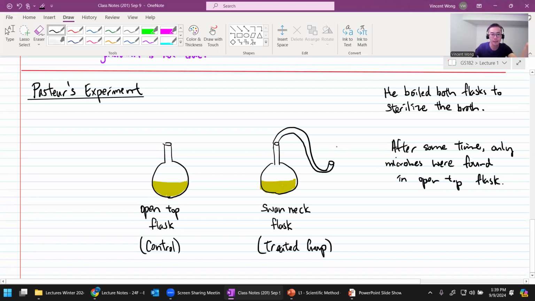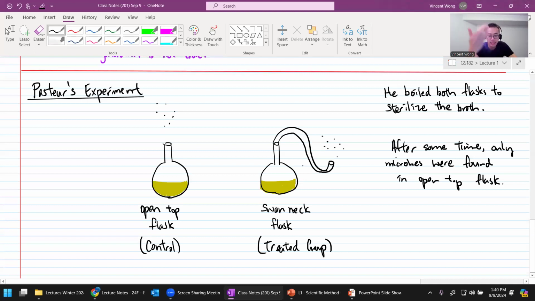And we all know why, right? Because the microorganisms from the air can fall in and then start growing. That's why we put saran wrap on our food when we're not eating it, and we try to cover it with a lid or something, so that the airborne microbes are not gonna land on the food and spoil it. So no microorganisms were found in the swan neck flask because even though there are airborne things, when they fall into the swan neck, they all get trapped here. There's no way for them to crawl up, so the broth remains sterile.